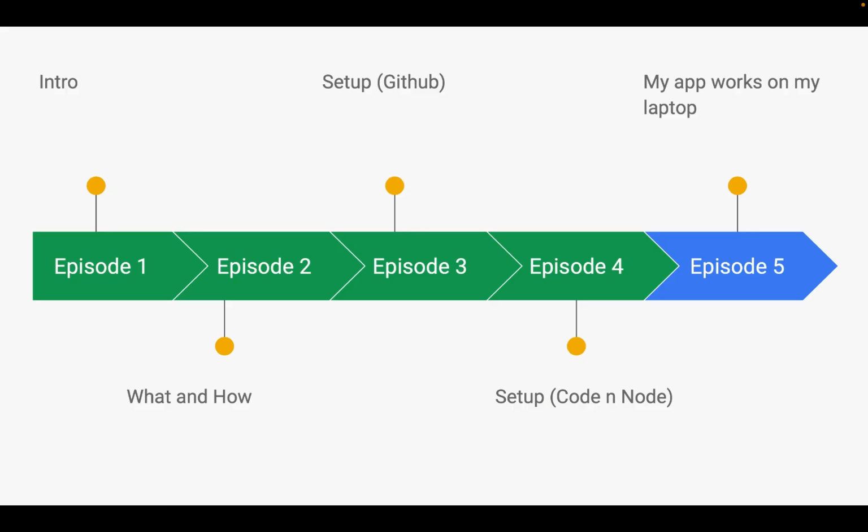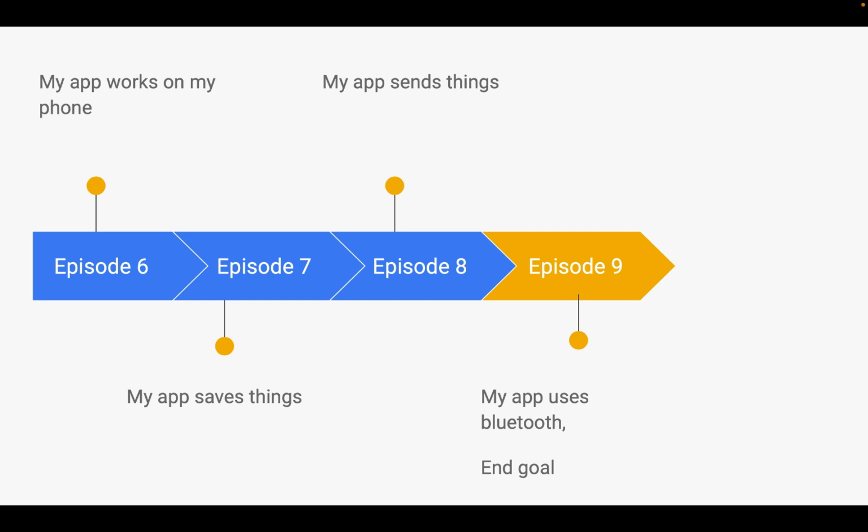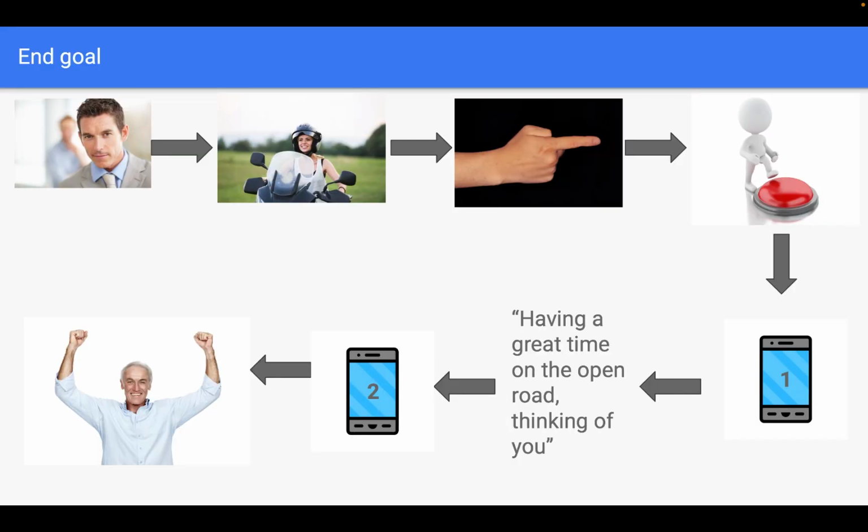So we're on episode 5. We've got 9 episodes in the series. Our end goal is to use Bluetooth with our app. Here's what our end goal looks like.